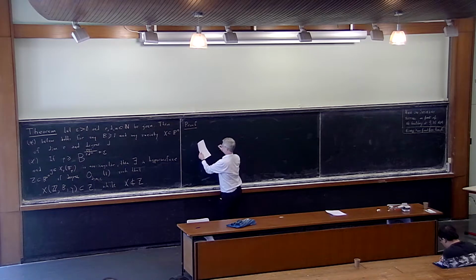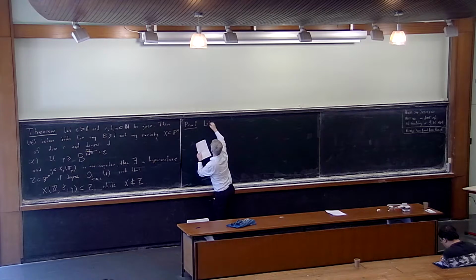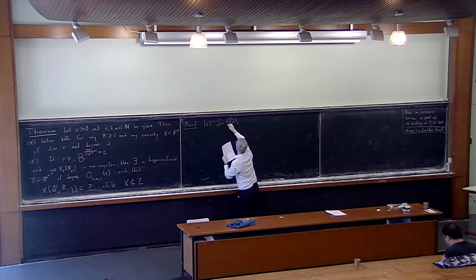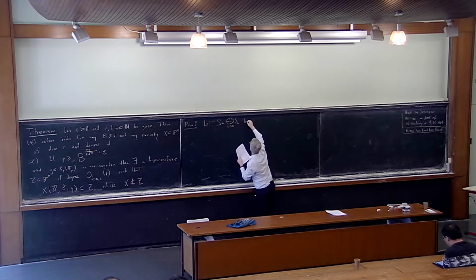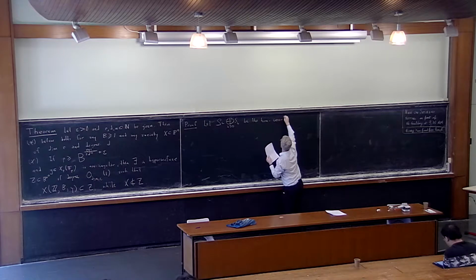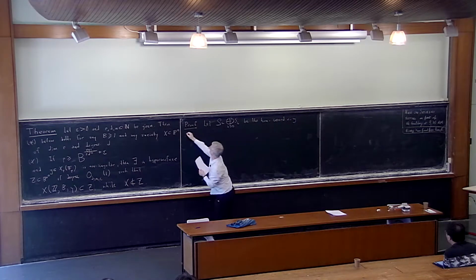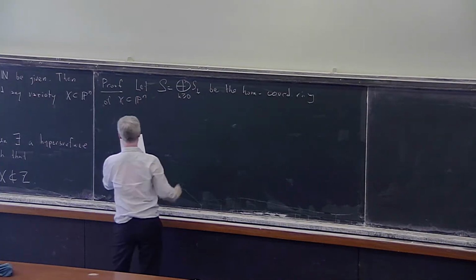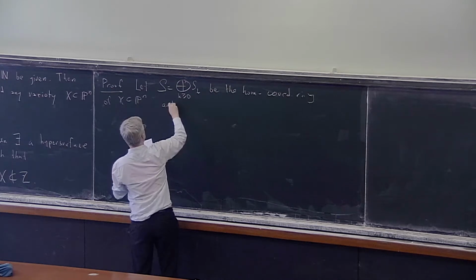So let S, S of k, be the homogeneous coordinate ring of x, and then I will introduce this Hilbert function here.